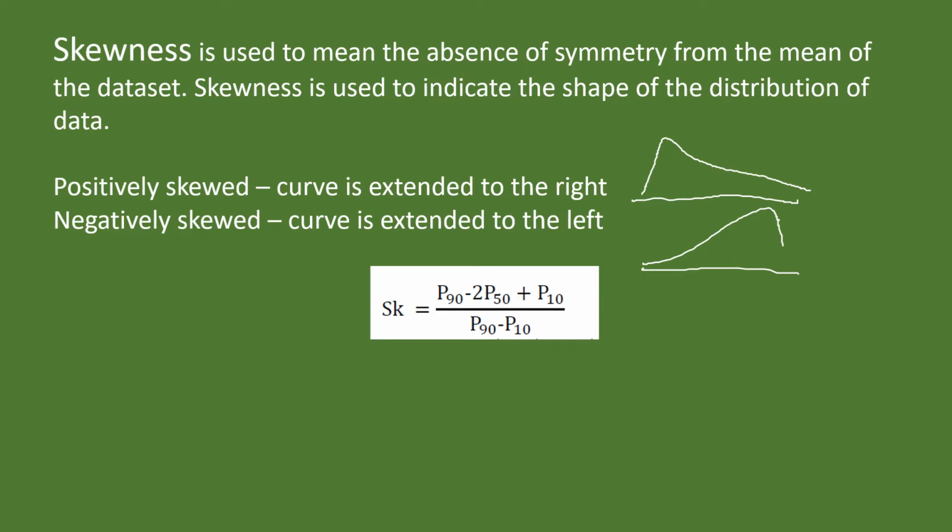Now, how do we solve for skewness? We will use the different percentiles in order for us to solve for this one. So skewness is equal to P90 minus 2P50 plus P10, all over P90 minus P10. If the result is a positive number, then the data is positively skewed. If the result is a negative number, then the distribution is negatively skewed.